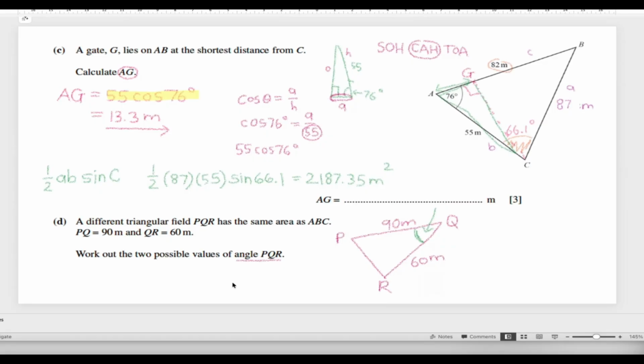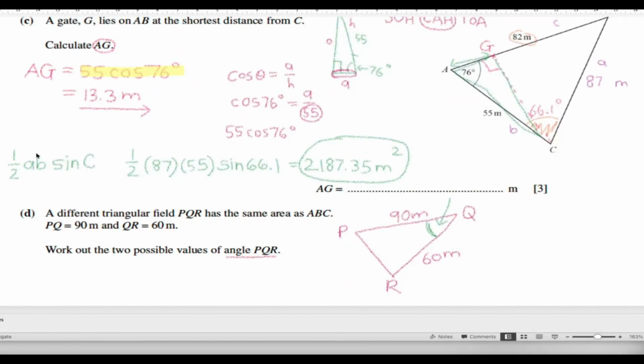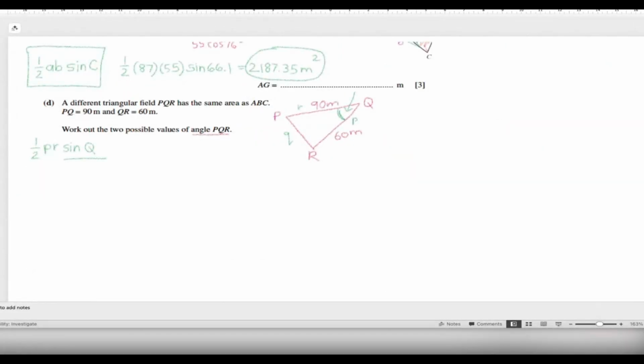So we have to work out two possible values of angle PQR. So if the area is 2,187.35, what can be two possible values for PQR? Okay, so if we look at the area rule, a half times AB times the sine of C, if we rewrite this area rule in terms of triangle PQR, it will look like this. It will be a half times, this is P, this is Q, this is R, so it's going to be a half times P times R times the sine of Q. So what we want to do is work out two possible values for the sine of Q.